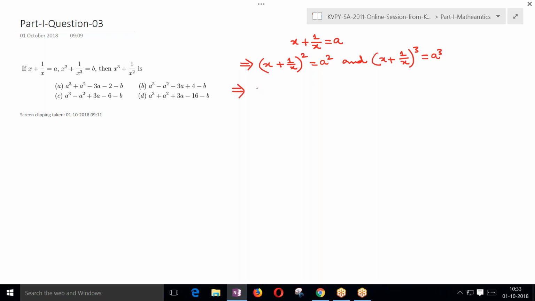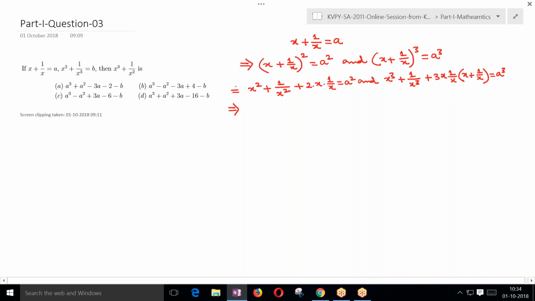This implies that we know (a plus b) whole square, that means x square plus 1 by x square plus 2 into x into 1 by x is equal to a square, and (a plus b) whole cube, it is a cube plus b cube plus 3ab into (a plus b), is equal to a cube.